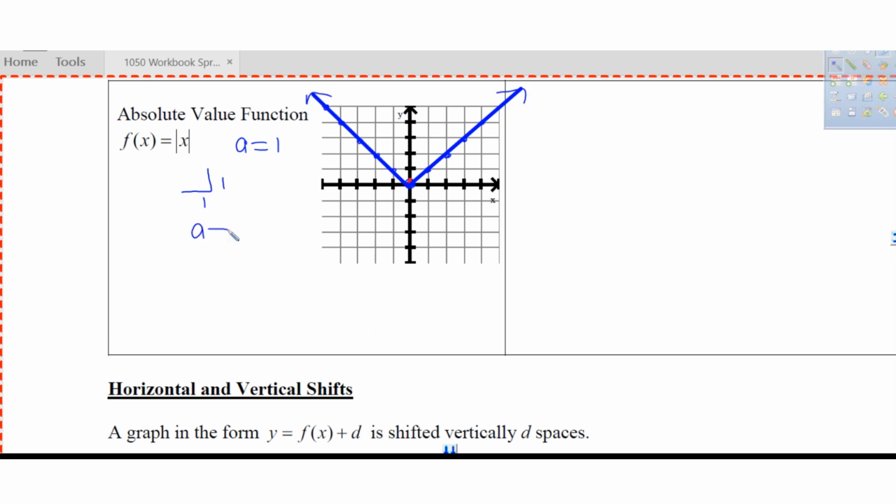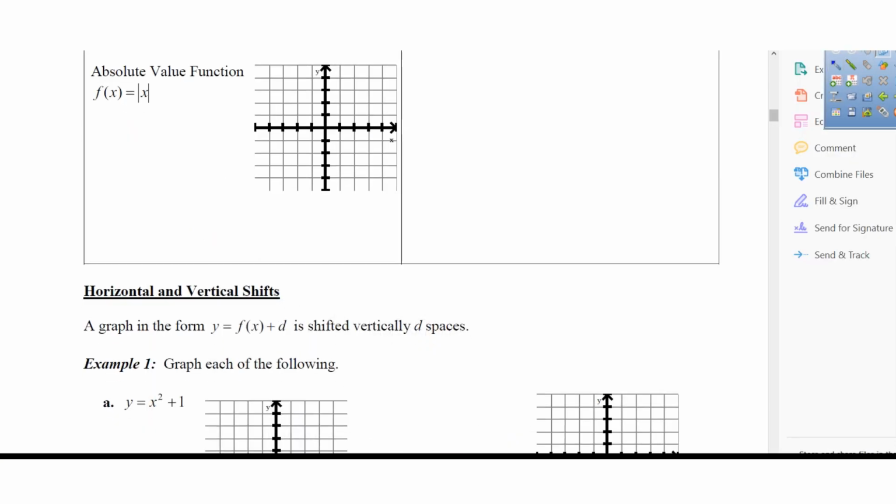So what if A is not equal to 1? Then you do the same thing. It's 1, 1, but you take your vertical movement and times it by whatever A is, so that would be 1 times A, which is an A. All right. Now, let's talk about shifting.